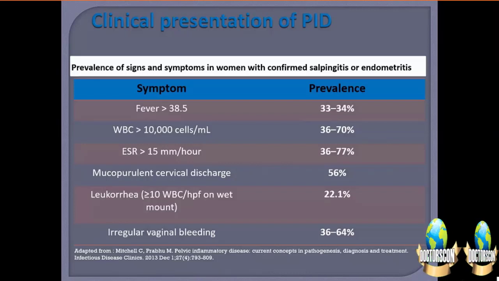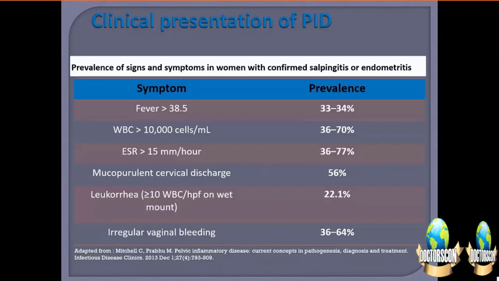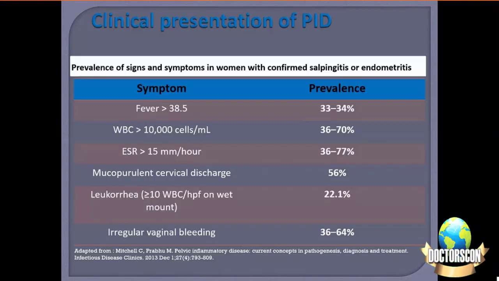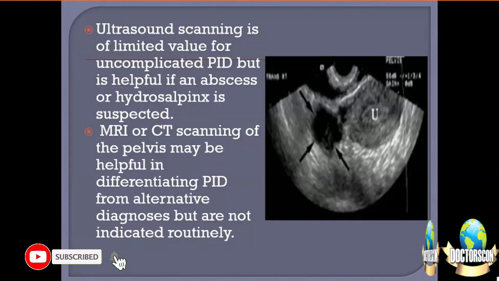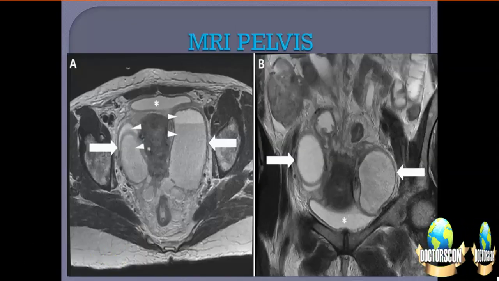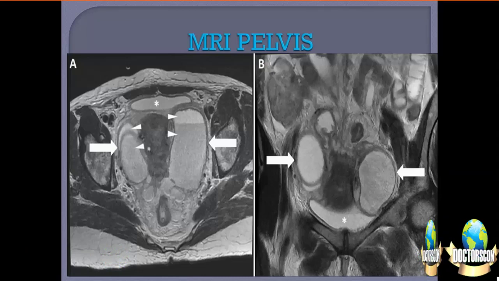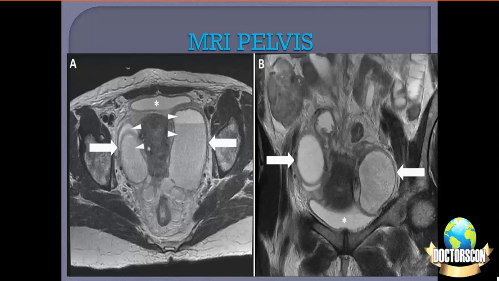However, if it's advanced disease where the patient presents with swinging high temperatures, severe pain, and mucopurulent discharge, and is otherwise unwell with raised ESR and white cell count levels, then probably a CT scan or an MRI would be more useful. Next. Now, these are the MRI images, and they show bilateral hydrosalpinx, which is very clear. You can see the arrows pointing towards the hydrosalpinx. These are very clear pictures which can confirm the diagnosis of PID. Next.